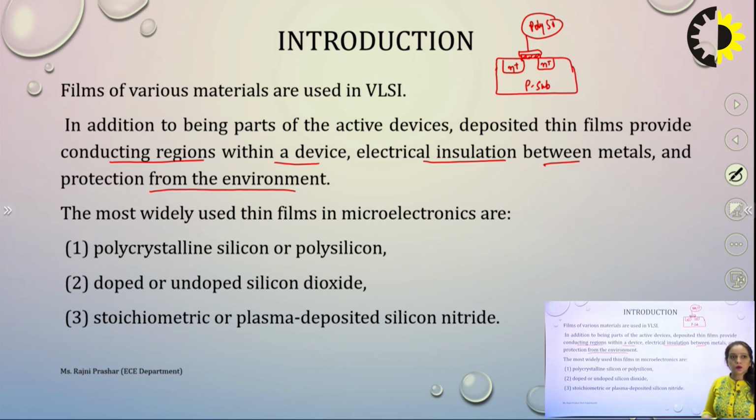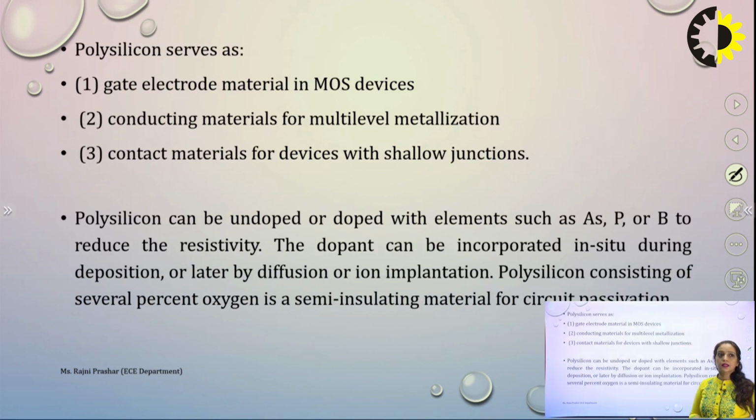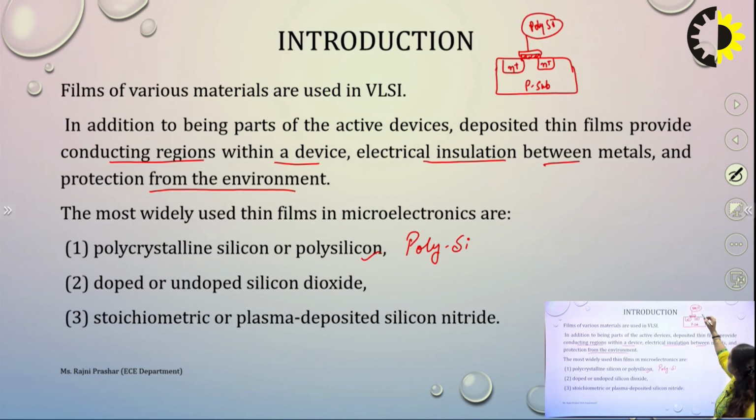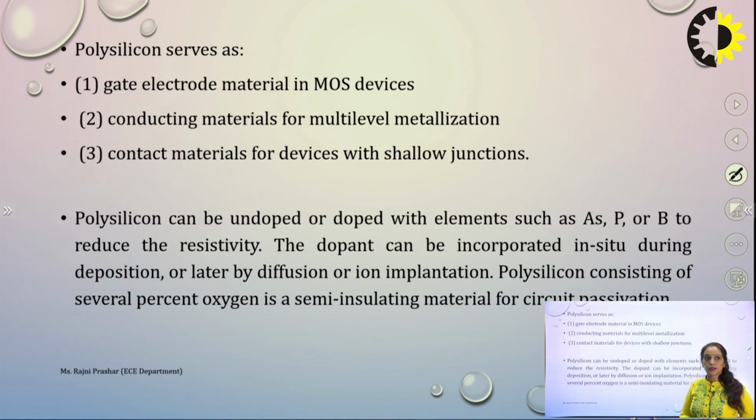The most widely used thin films in microelectronics are polycrystalline silicon, commonly known as polysilicon, or sometimes written as poly-Si, doped or undoped silicon dioxide, and stoichiometric or plasma deposited silicon nitride. Polysilicon serves as a gate electrode material for MOS devices. Here I have shown that this gate, where we have to apply some gate voltage, is always made up of polysilicon.